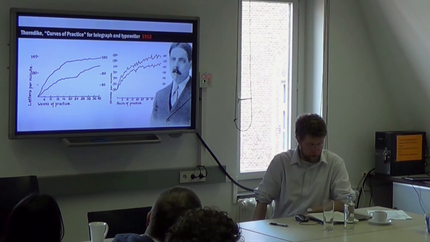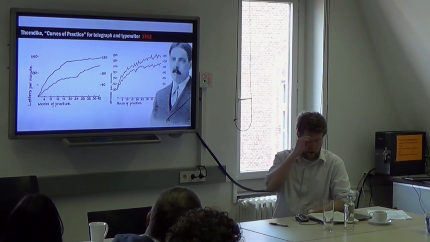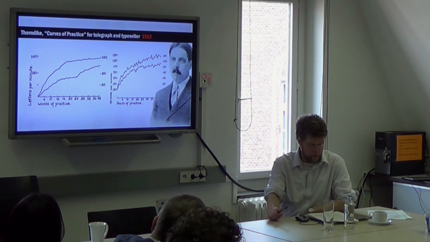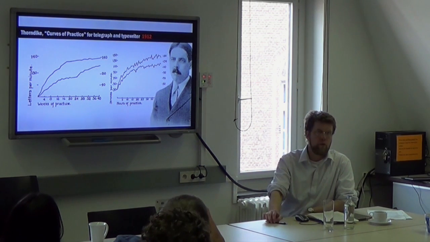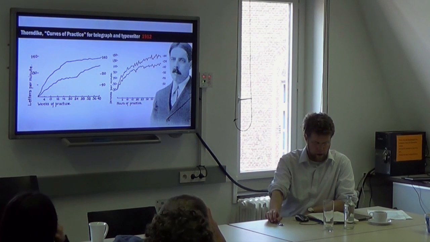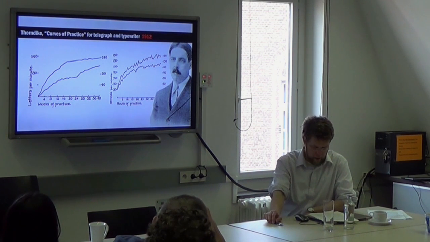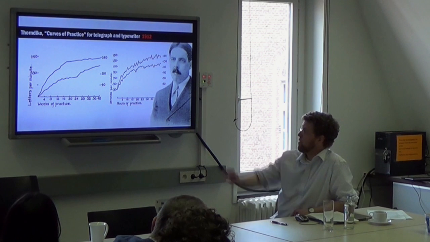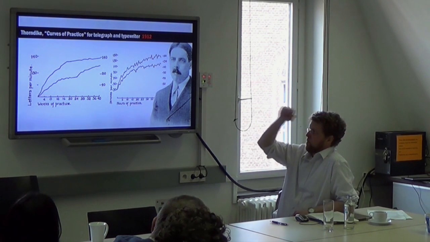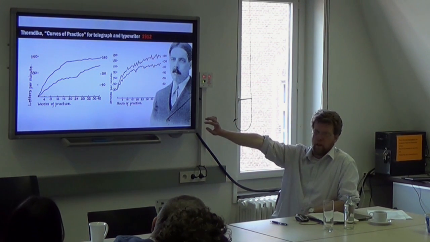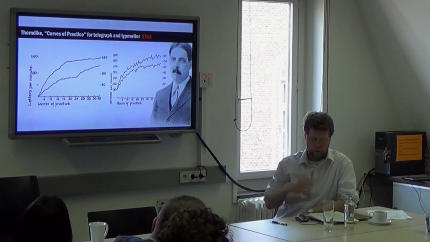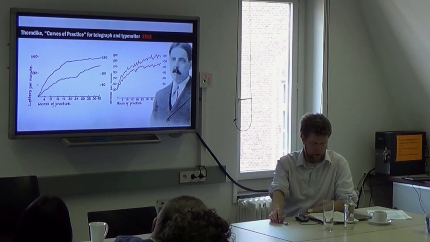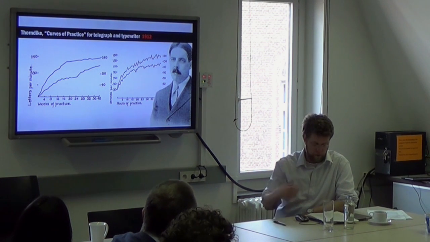This example is from Edward Thorndike, who's pictured here, and he measured the interaction of telegraphic and typewriter technology and how quickly users were able to increase their speed using these technologies simply through practice. So these examples of curves here, along with what was happening in Germany, is where our term today of the learning curve comes from, right? It's like over time, through repeated exercise, one's performance increases.